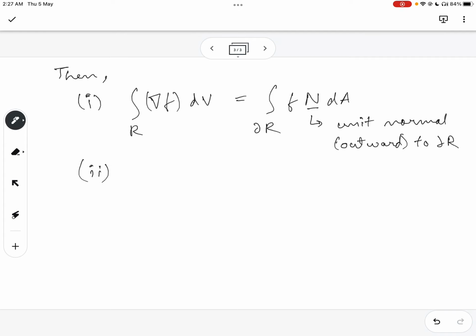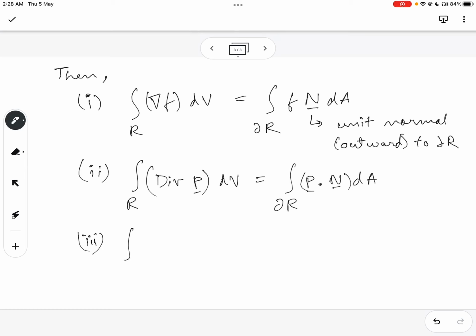When we come to the vector field, the divergence theorem becomes the volume integral of divergence of P dV is nothing but the area integral of P dotted with N over the boundary of R. And the third one relates to the divergence of the tensor field: the volume integral of divergence of A dV is equal to the area integral of A acting on N, which is a vector, on the boundary of the region R.